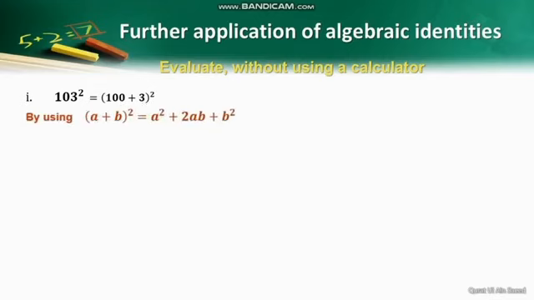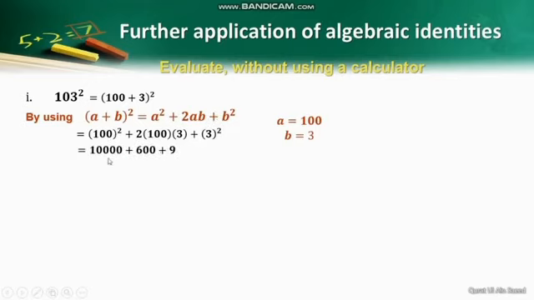You will write the first identity, compare it with the square of 100 plus 3, identify a and b, and insert those values of a and b in the right hand side, a squared plus 2ab plus b squared. Solve the individual terms. We get 10,000 plus 600 plus 9, and hence adding up all the values we get 10,609.